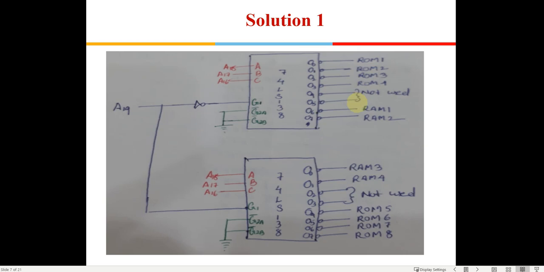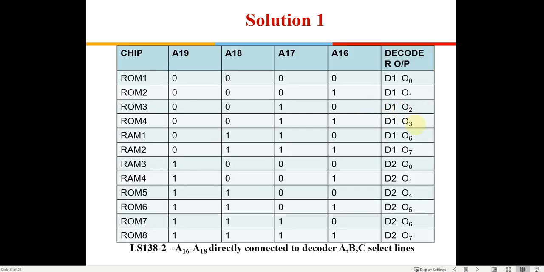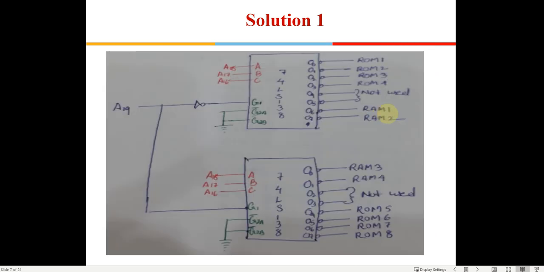Then we left out 2 in the table. We left out 4 and 5, and then we connected 6 and 7 to RAM 1 and RAM 2. So here we have connected RAM 1 and RAM 2. We have left out 2.